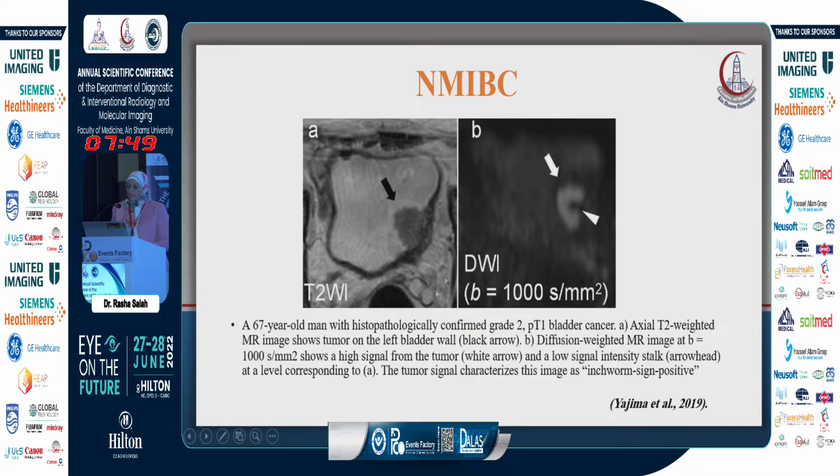Another example for non-muscle invasion is this patient showing T2 weighted image with edema at the muscle layer, and actually T2 can upgrade this lesion as an early muscle invasion. But when we look for the diffusion weighted image, there is an inchworm sign, which is characteristic for non-muscle invasive disease.